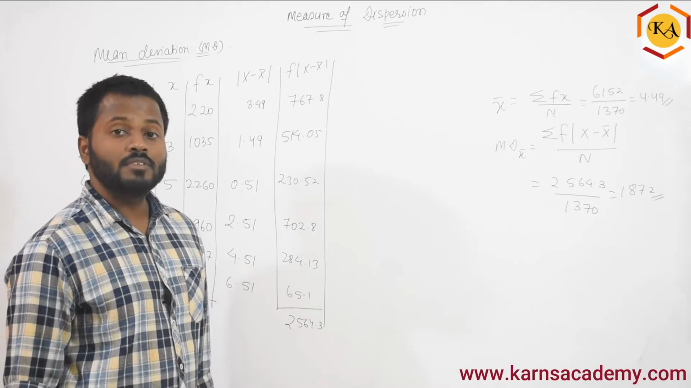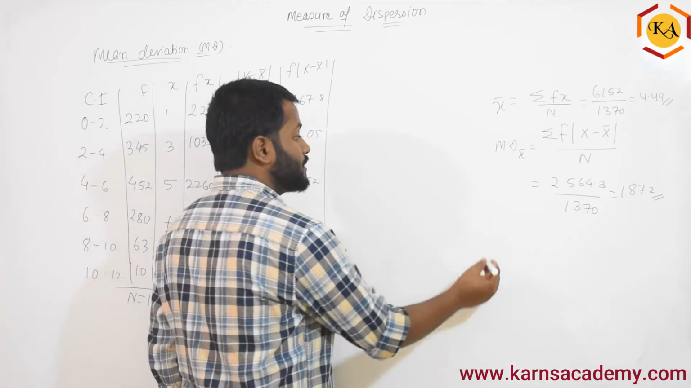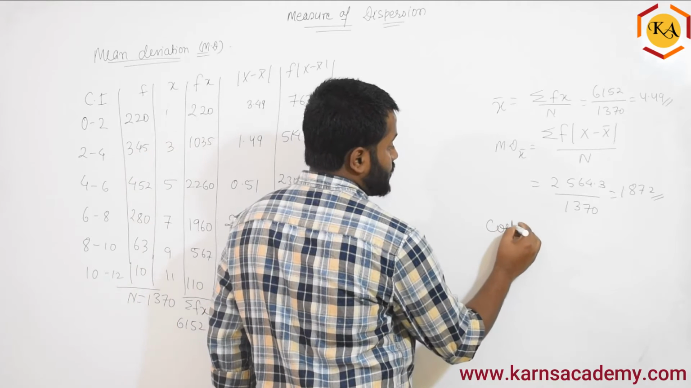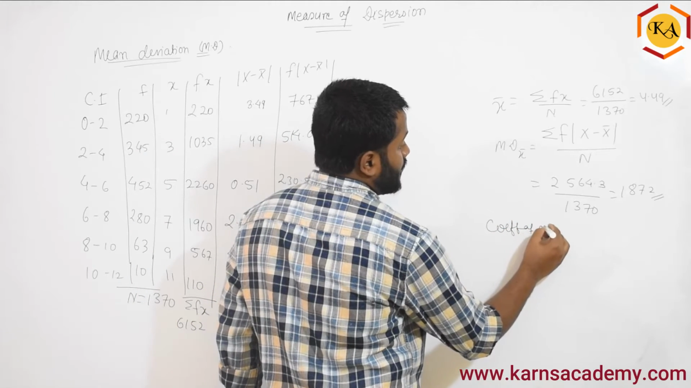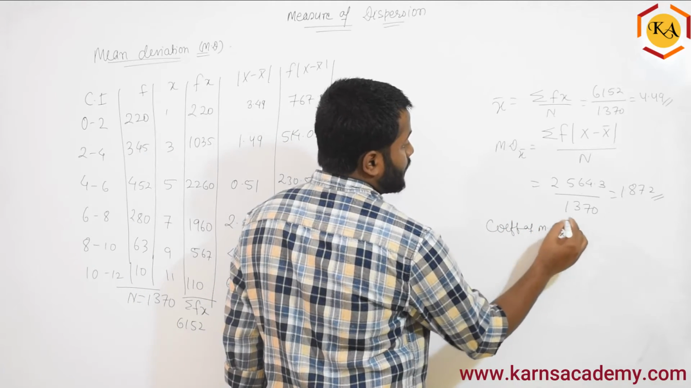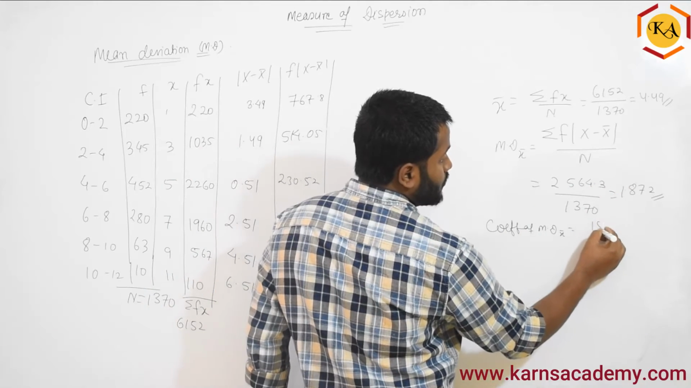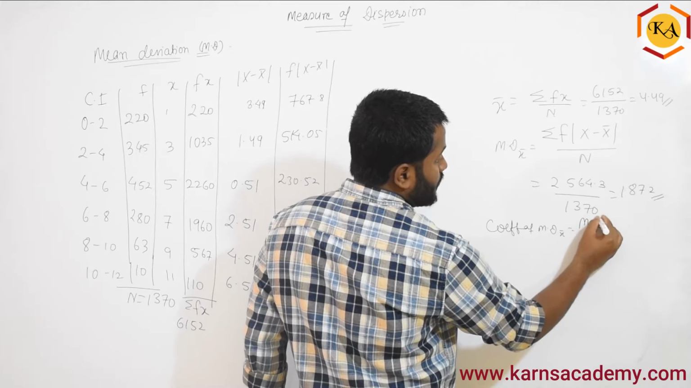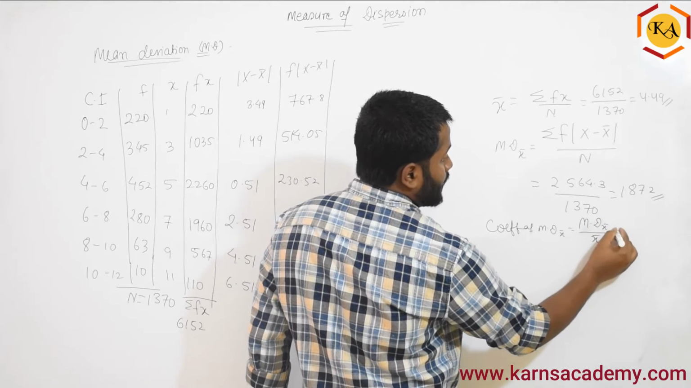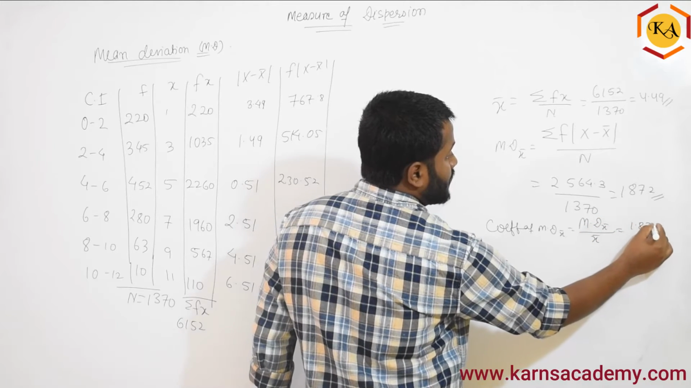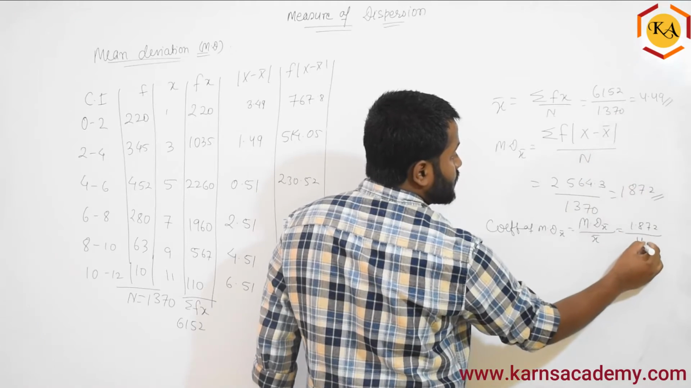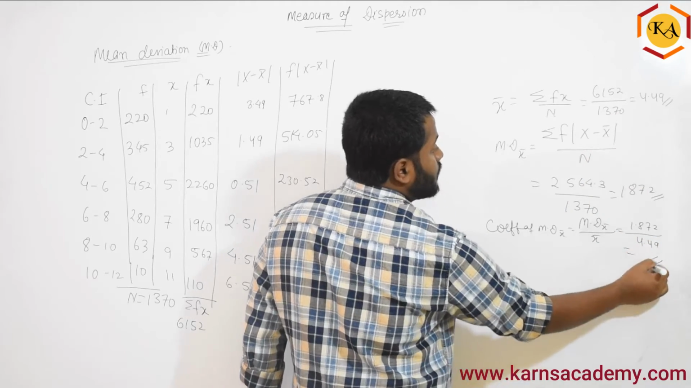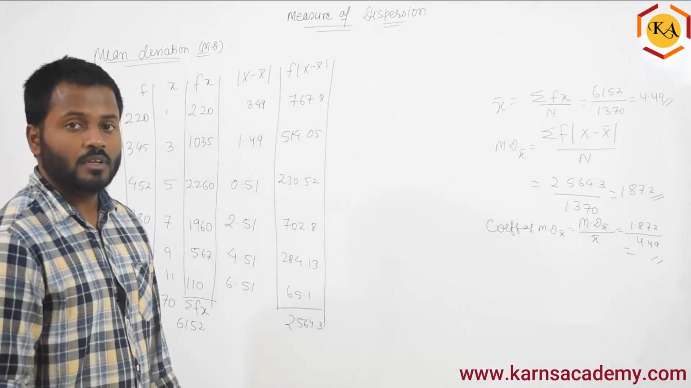Now assume that if they could have asked you coefficient of mean deviation, what will you do? So coefficient of mean deviation from mean. So mean deviation from mean, how much we got? What is the formula? First let's write the formula. That is mean deviation from mean by mean. So you got 1.872 divided by mean is 4.49. Solve and write down whatever answer you get.